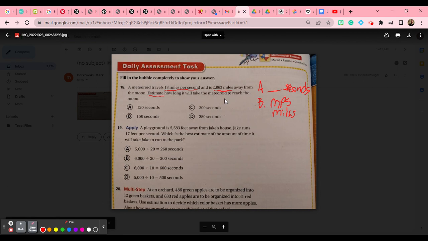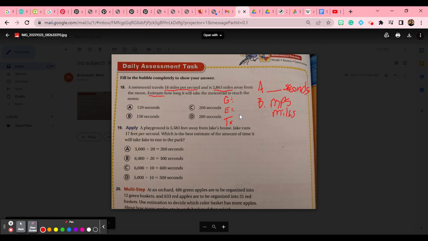So let's talk about using our GET strategy. So remember, we're going to look at which categories these numbers fall into. Remember that if it's G or E, it's divide, okay? If it's T, it's multiply. Okay, so we have a meteoroid that travels 18 miles per second and is 2,863 miles from home. Estimate how long it will take the meteoroid to reach the moon.